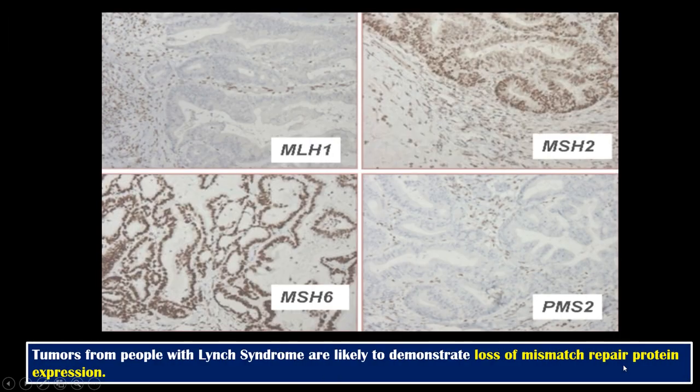Tumors from people with Lynch syndrome are likely to demonstrate loss of mismatch repair protein expression. We here can see loss of MLH1 and PMS2 expression. However, MSH2 and MSH6 are preserved, showing normal expression of mismatch repair enzymes.